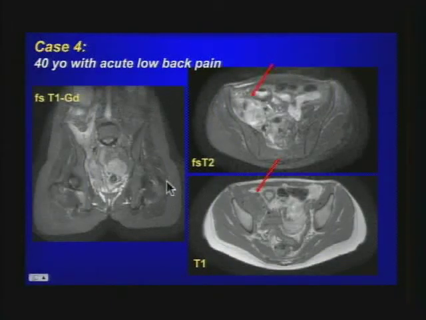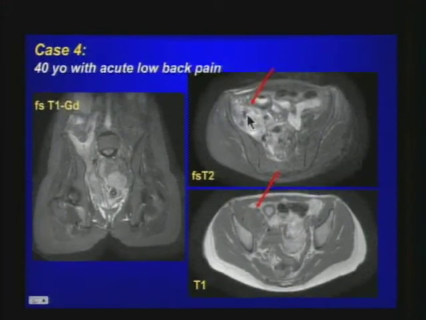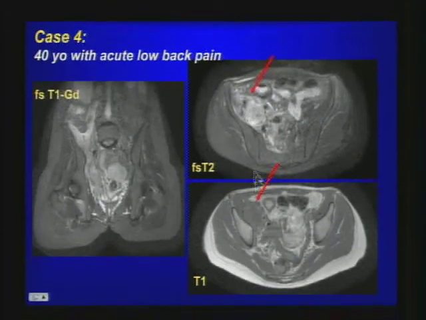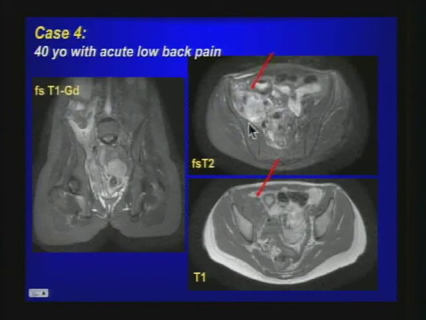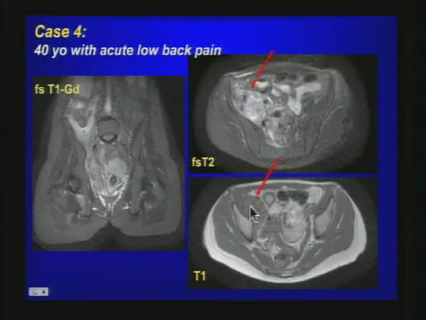Case number 4, 40-year-old man with acute low back pain. For a couple of days, it's getting increasingly worse. And when you look closely, you see in these MR images that there's an enhancing lesion located in the psoas muscle, the iliacus muscle, the iliopsoas muscle. And please have a closer look. You see these dark areas, dark spots, which are shown not only on the T2-weighted images, but also on the T1-weighted images. So there is dark material in this lesion.